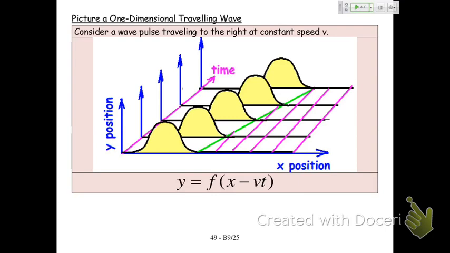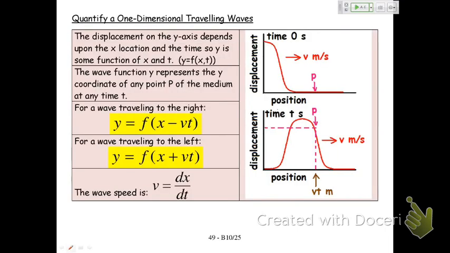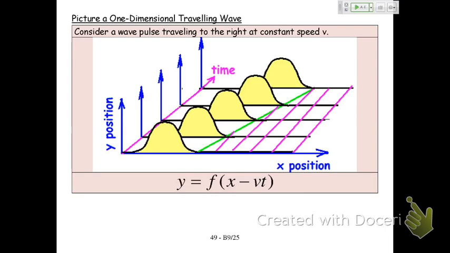But so we can see better, I'm going to draw this as a wave pulse. So here's my diagram. It's got the original wave pulse when time equals 0. So when time equals 0, it looked like this. And then a bit later, it's moved, so it's there. And a bit later, it's moved, it's there.